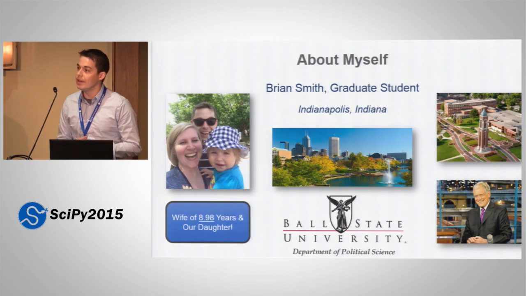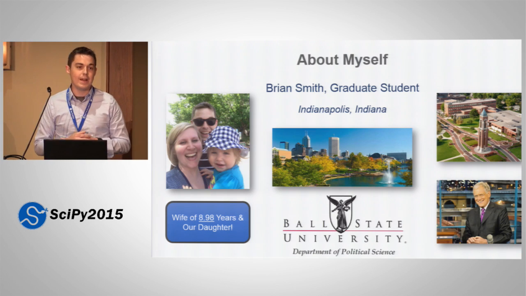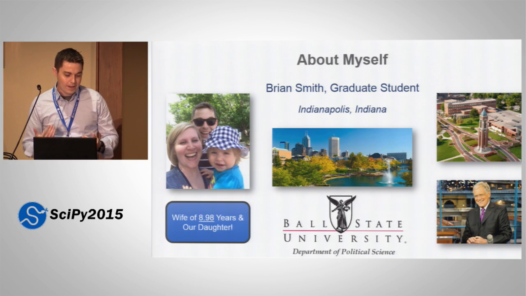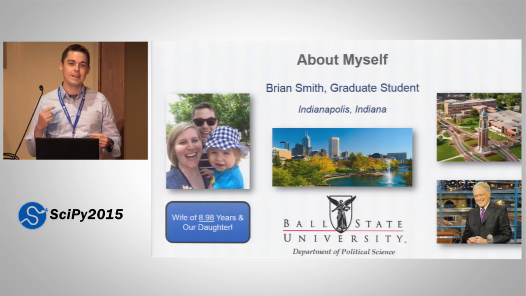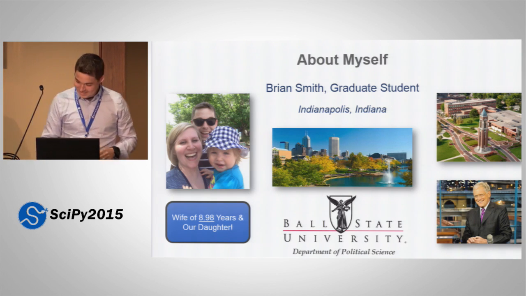So a little bit about myself. My name is Brian Smith. I'm a graduate student at Ball State. I live in Indianapolis, Indiana. Over on the left you see my wife and daughter. We have been married 8.98 years. I can say that because next Wednesday will be our ninth anniversary, so it's exactly 8.98 today. Next week will be 9.